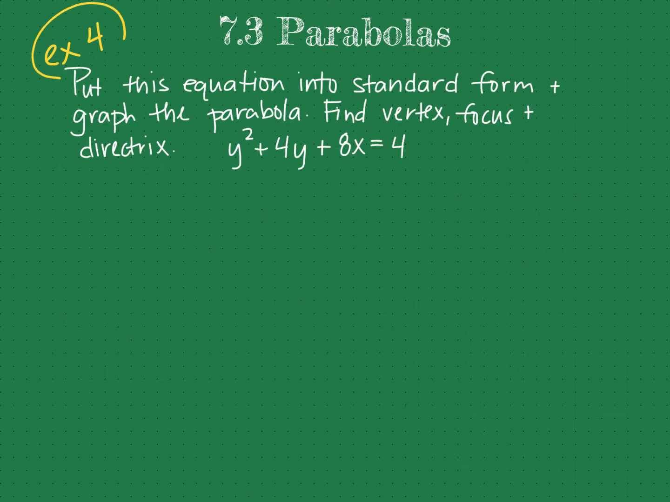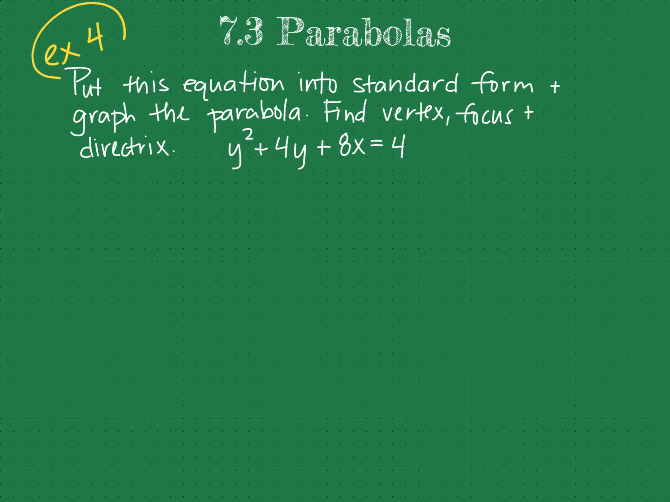Example 4 looks a little bit different. We do have an equation of a parabola, but it is not in standard form. In order to put it into standard form, we need to complete the square. Now this looks slightly different than a circle because with a circle, both the x squared and the y squared terms stayed all on the left, and any constant we had stayed on the right.